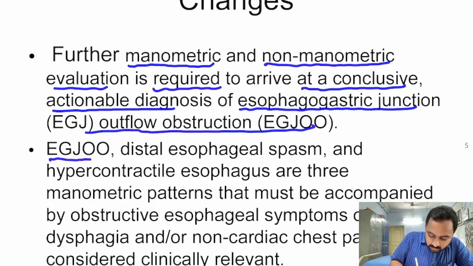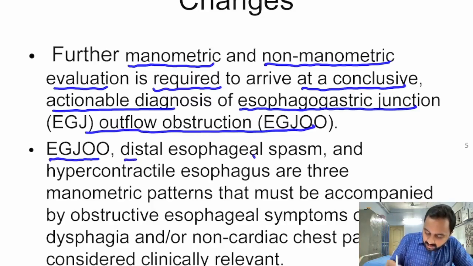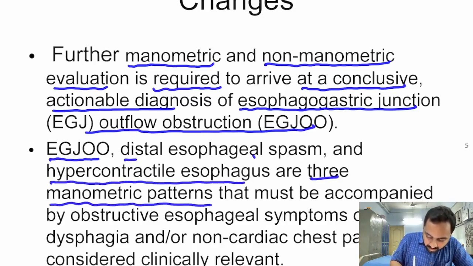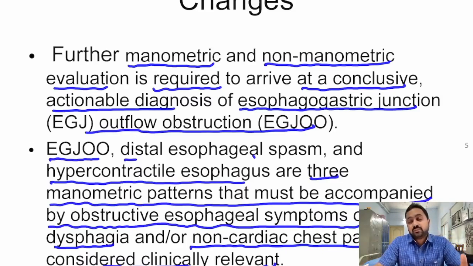Secondly, esophagogastric junction outflow obstruction, distal esophageal spasm, and hypercontractile esophagus are three manometric patterns that must be accompanied by obstructive esophageal symptoms of dysphagia or non-cardiac chest pain to be considered clinically relevant. As you had seen in the previous slide when we were discussing the question, we had mentioned this symptom. So in order for this to be relevant, it is not just a manometric finding. Now we need to have such clinical symptoms present along with it.